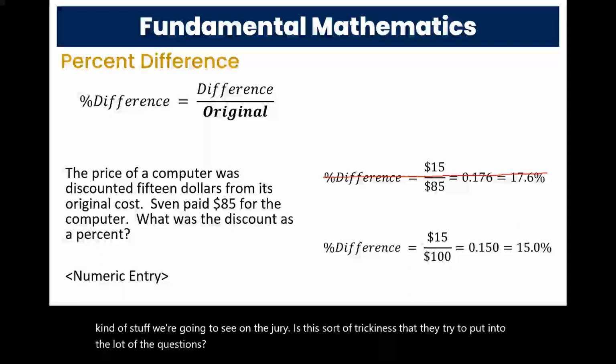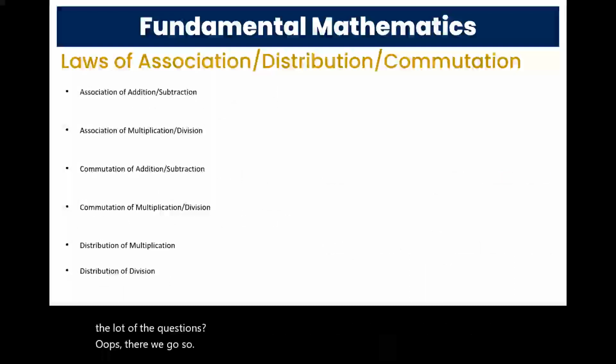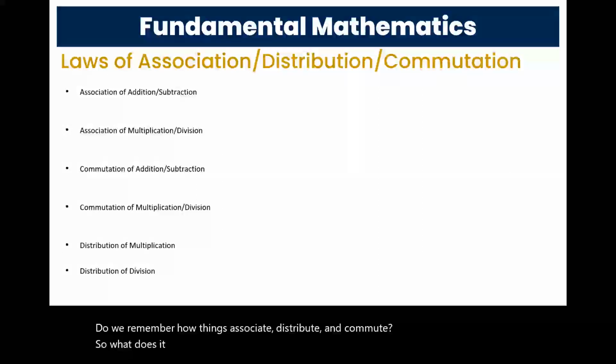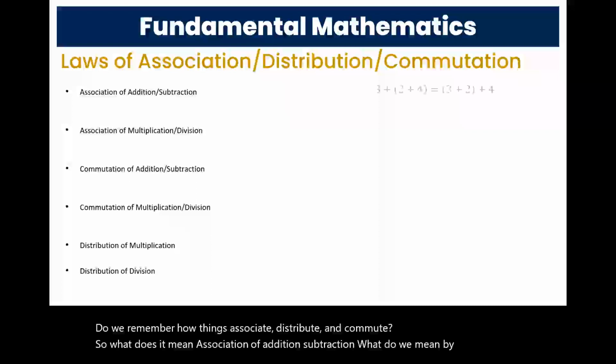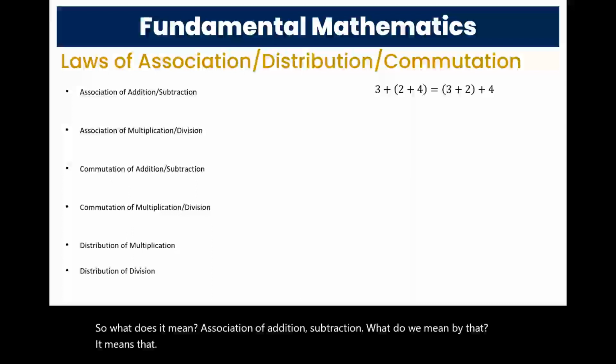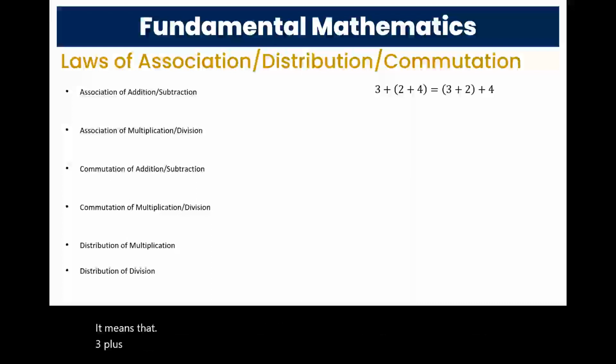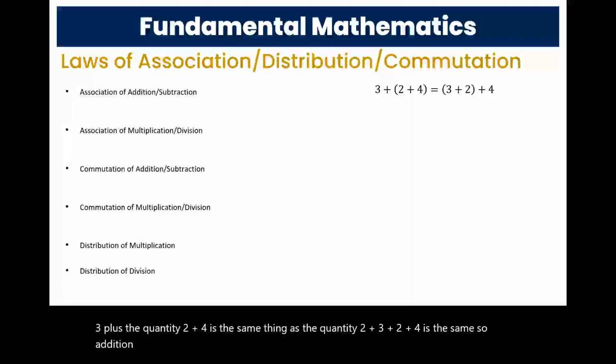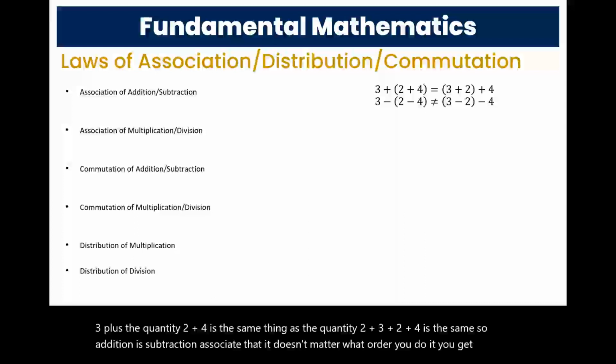Oops, there we go. So do we remember how things associate, distribute, and commute? What does it mean, association of addition and subtraction? What do we mean by that? It means that 3 plus the quantity 2 plus 4 is the same thing as the quantity 3 plus 2 plus 4. So addition and subtraction associate, that it doesn't matter what order you do it, you get the same actual result.